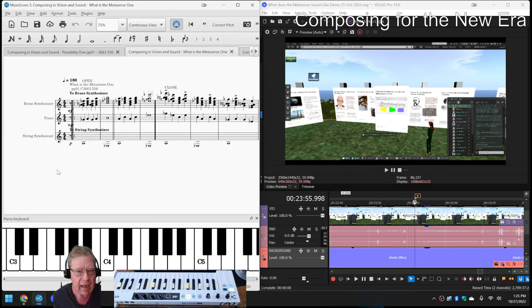On the left-hand side, we have a score for a composition called What is the Metaverse? On the right-hand side, we have a video edit called What is the Metaverse?